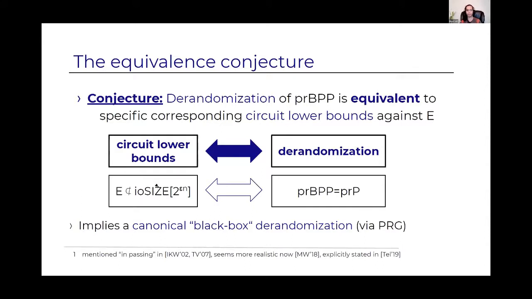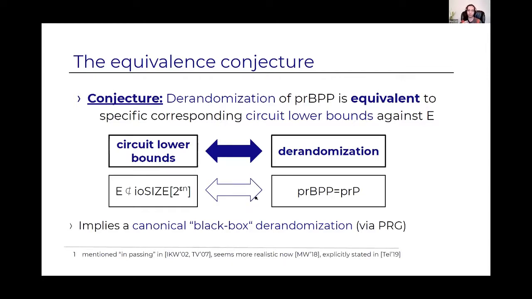The randomization of promise BPP is equivalent to specific corresponding circuit lower bounds against E. For example, E is hard for exponential size circuits if and only if promise BPP equals promise P. And similarly, you can scale this to all sorts of de-randomization times and corresponding specific circuit lower bounds. This is just a particular example.